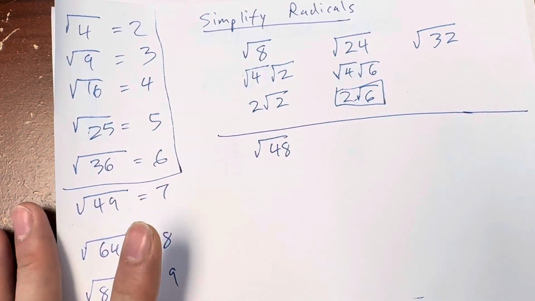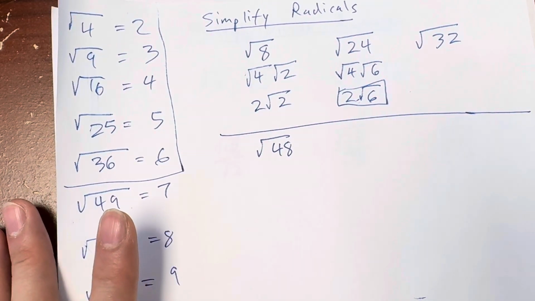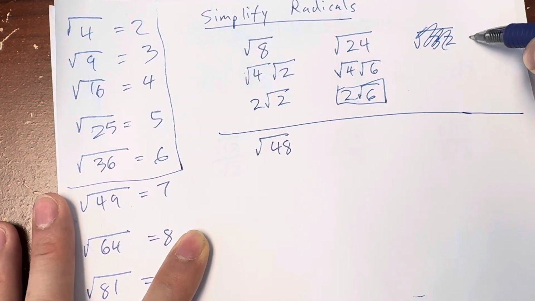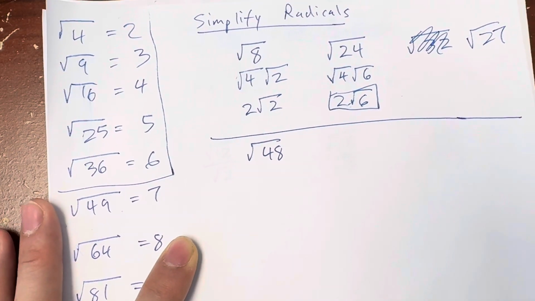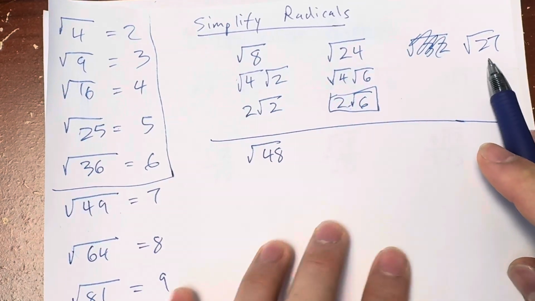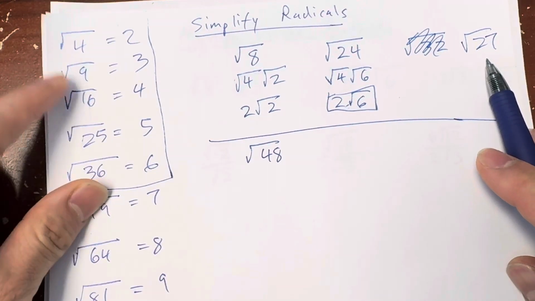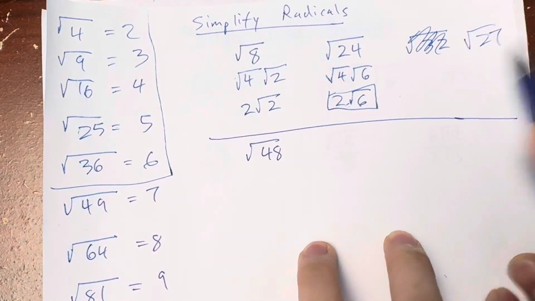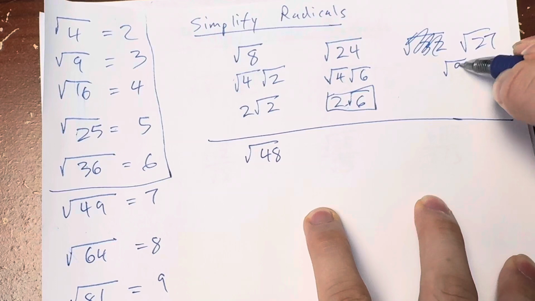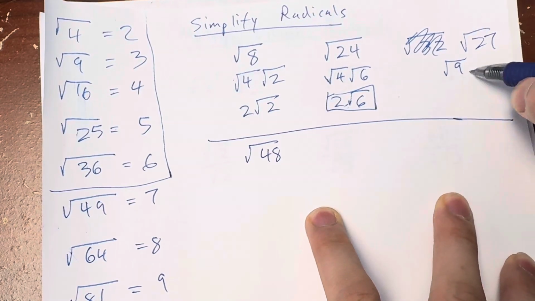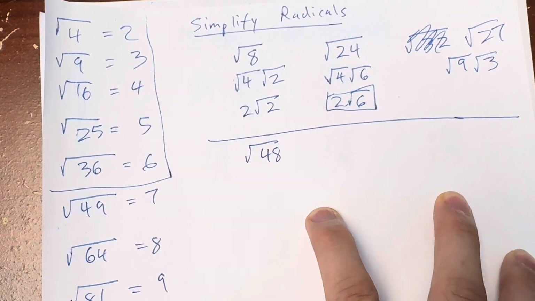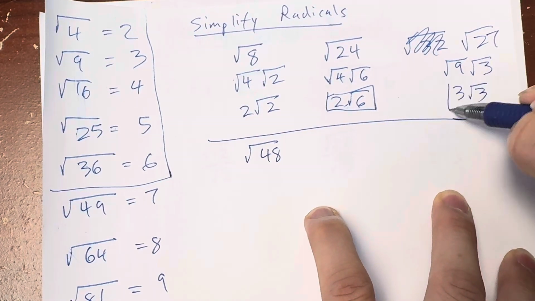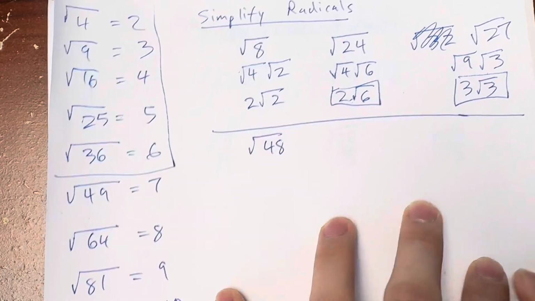We'll do it again for root 32. Maybe I should have picked an easier one, let's do something like root 27, okay? That way you can see a different variety. So square root of 27, is it divisible by root 4, root 9, root 16, root 25? Clearly it's going to be root 9, right? If you know your times table, so you simply put root 9. And 9 times what gets you 27? 9 times 3, right? So you have root 9, root 3, and square root of 9 is simply 3. And so here is your final answer when you are simplifying radicals, okay?